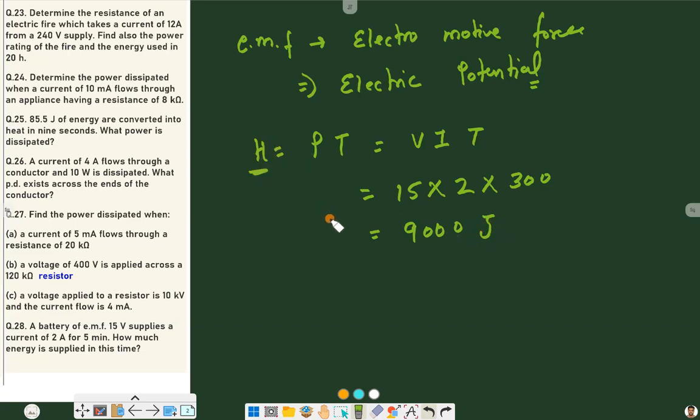The unit of heat and energy is joule, and the unit of power is watt, and watt is joule per second. Power's unit is joule per second, and time's unit is second. So the seconds get cancelled, and you are left with only joule. So the unit of heat is joule. With this, question number 28 is completed. We will move to the next question.